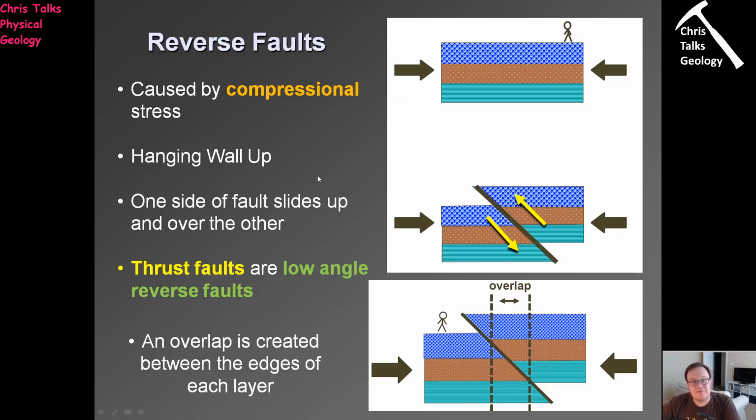Obviously, as we push the hanging wall block over the top of the footwall block, we produce what's referred to as an overlap. Remember, with a normal fault, we produced a gap. With a thrust fault or reverse fault, we produce an overlap. So we're pushing layers of rock over the top of each other, so they're beginning to overlap on one another.